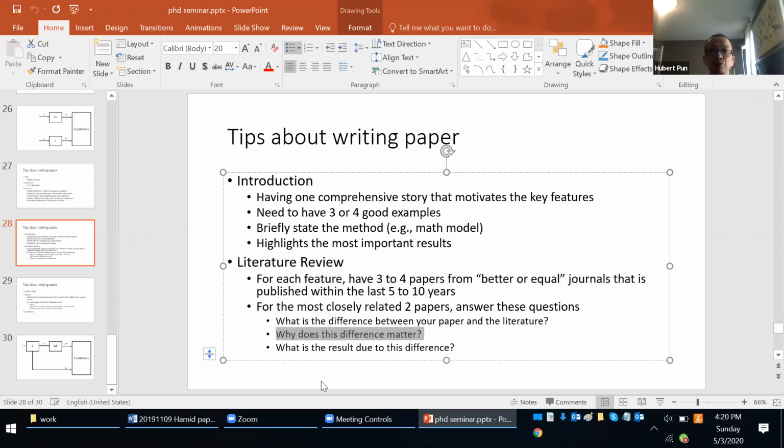To address this, someone has done something and you are doing something different. So there's a difference in what you want to do. But is that an important difference? Is there any real life justification that this is an important problem? And then the last question is, what is the result due to this difference?